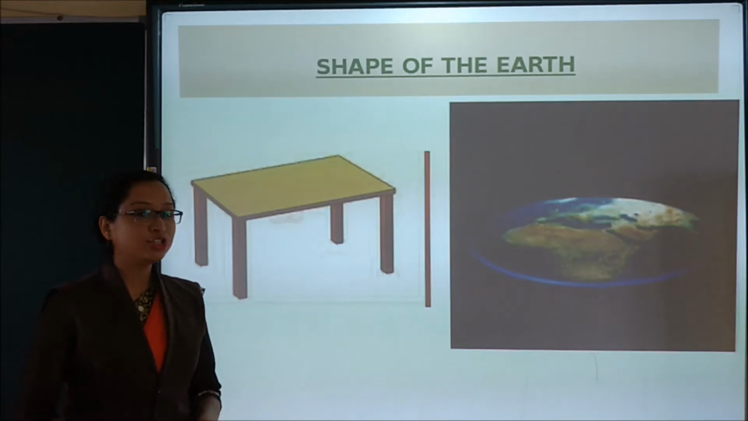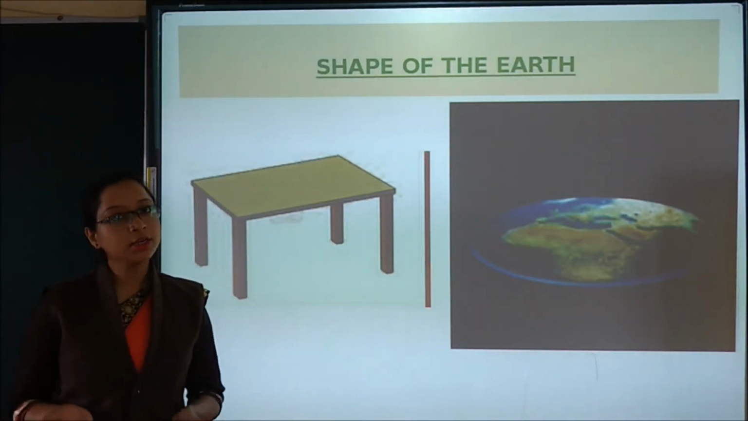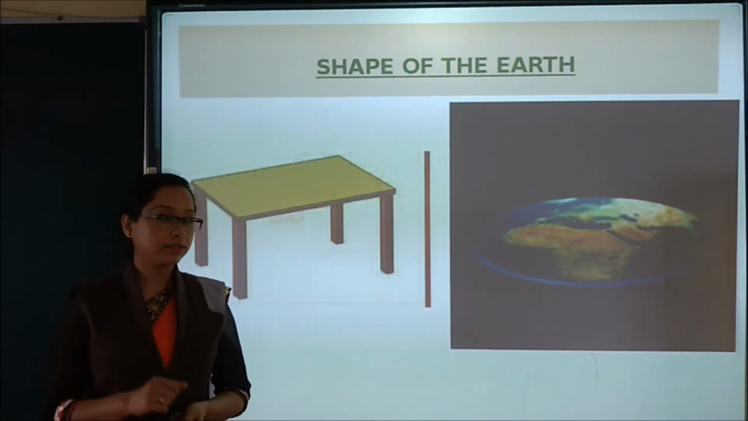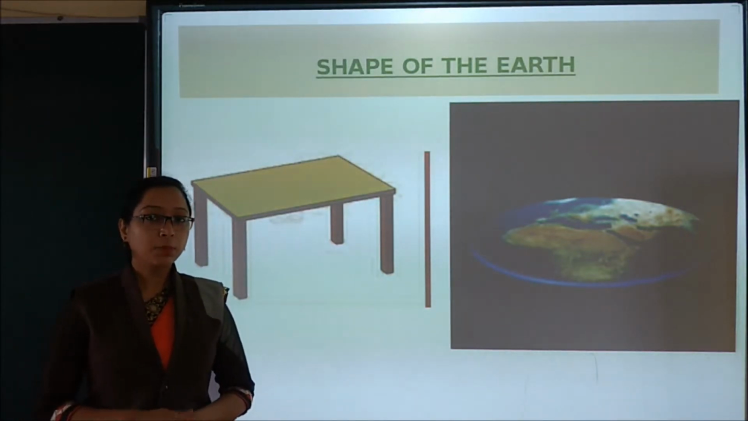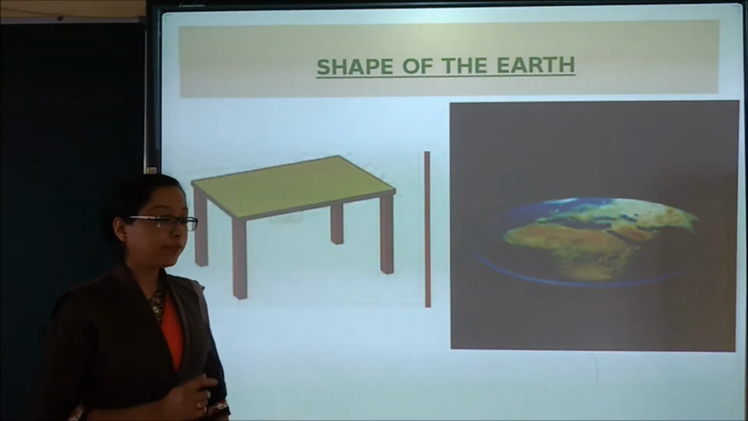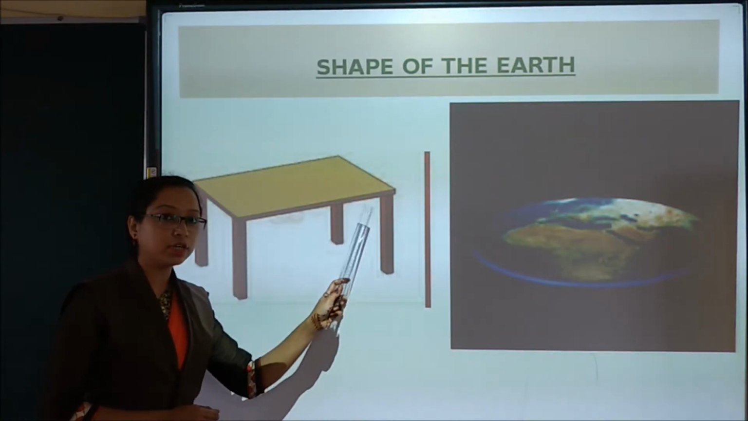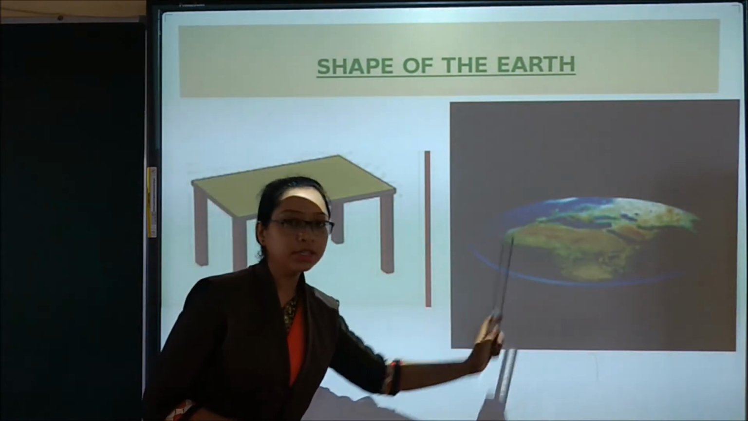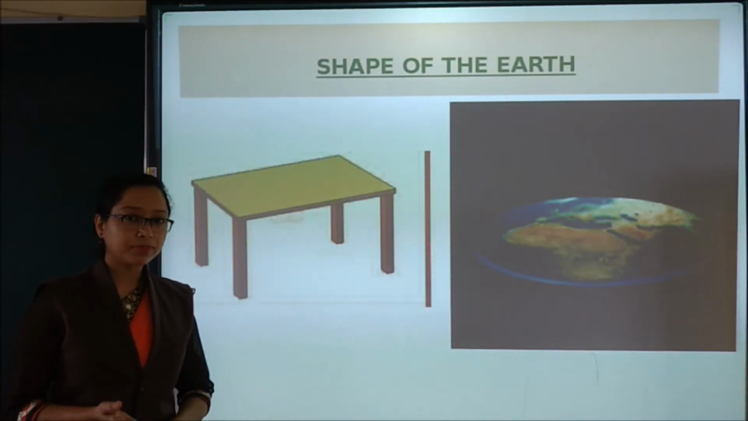So this is the first topic, shape of the earth. As we all know, earth is round in shape, but when we look around, the earth looks flat, like a table. In the olden days people used to believe that the earth is flat, so if they started moving from one end, they would reach the edge of the earth and fall. So that is how they used to think that the earth is flat in shape.